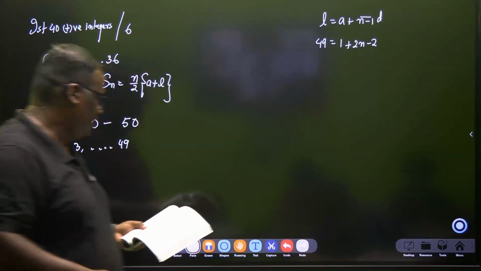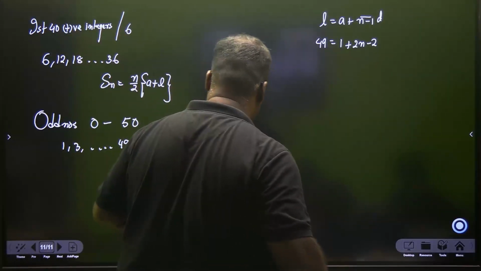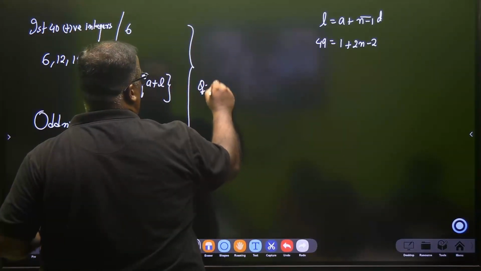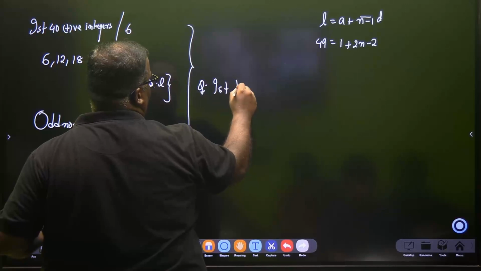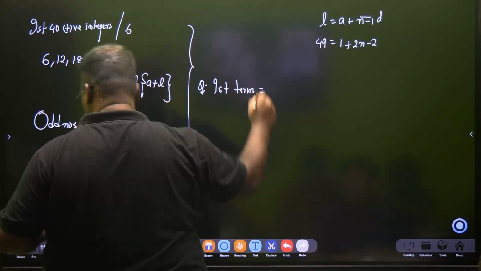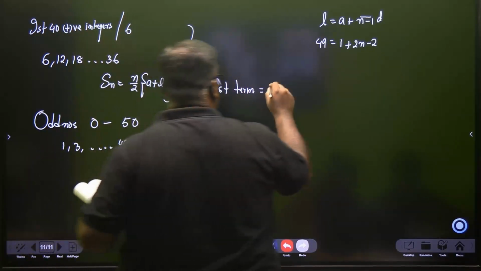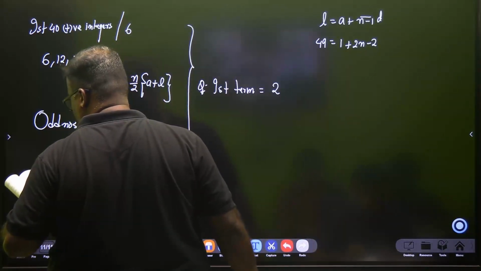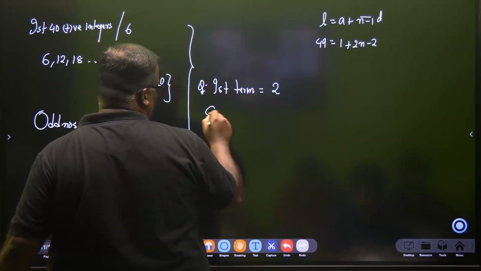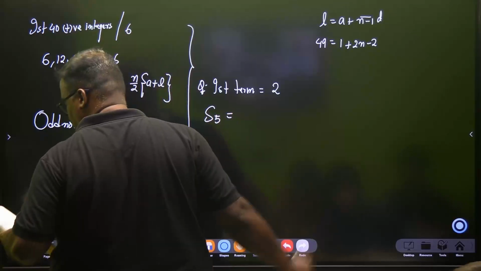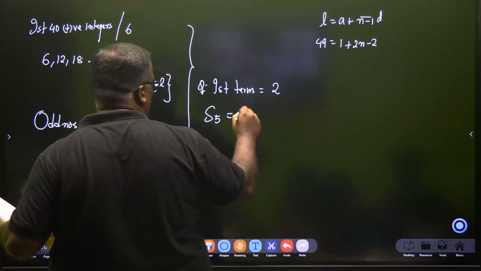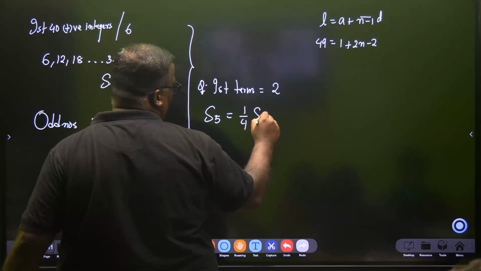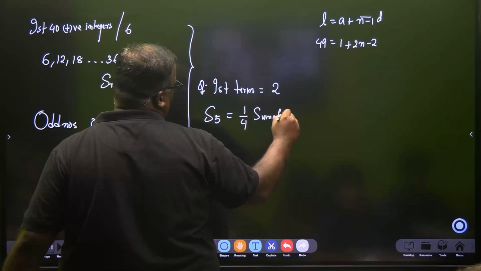Okay, next question. The first term of an AP is 2, and the sum of the first 5 terms is equal to 1/4 the sum of the next 5 terms.